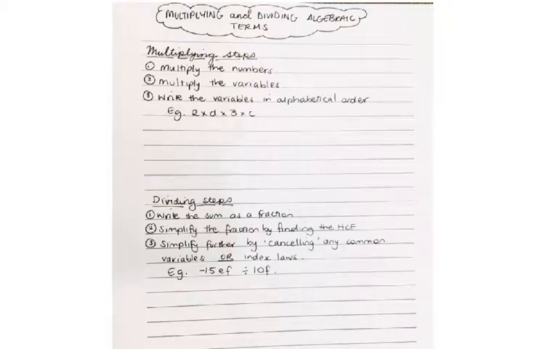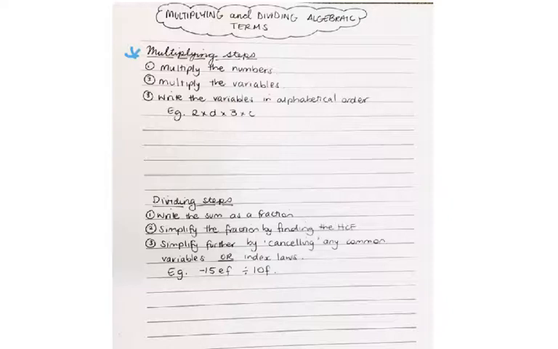In this video we're going to go through multiplying and dividing algebraic terms. So this is an extension to some of the algebraic rules that we looked at in the previous video. Firstly, we're going to look at multiplying algebraic terms. So first step is to multiply the numbers, the second step is to multiply the variables, and thirdly, to follow our algebraic conventions, we've got to make sure that we write the variables in alphabetical order.